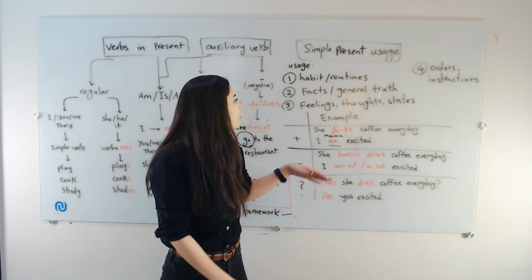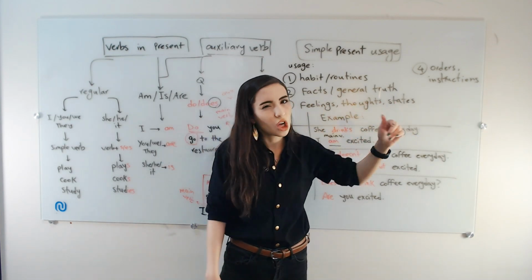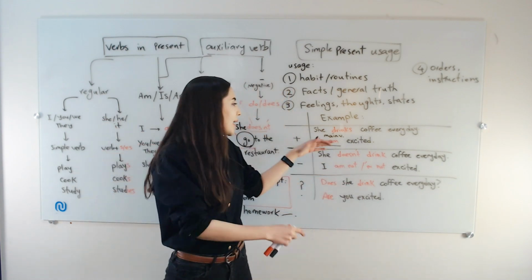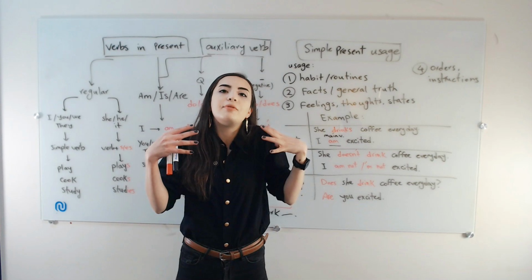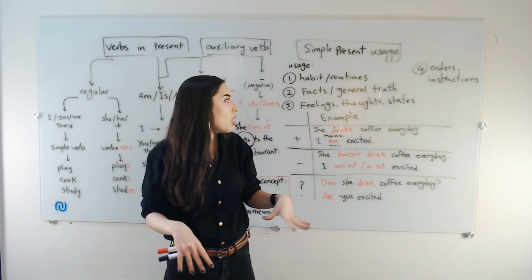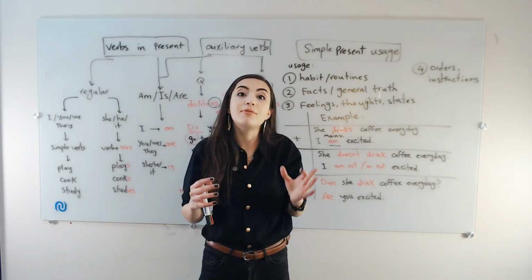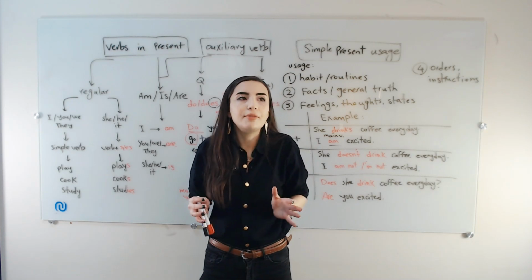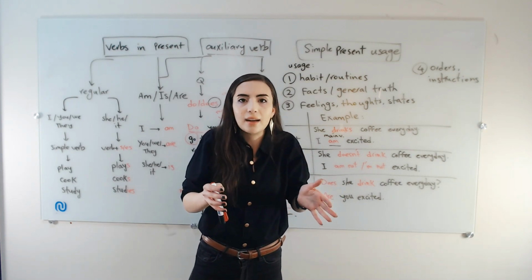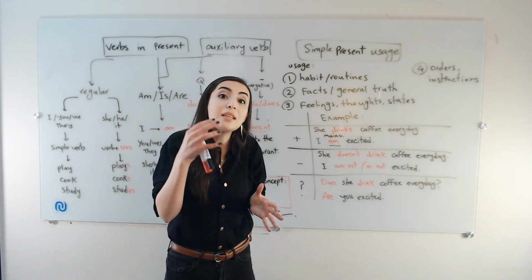Number 3 would be feelings, thoughts, states. Remember, in the middle of these, I gave you this example: I am excited. This is a state. This is a feeling of me right now. So I use the simple present form. I am happy. I feel good. You see, I'm not using am, is, are. I feel good. I feel perfect. I feel excited. I feel energetic. You know, I'm using the verb feel in a simple form.